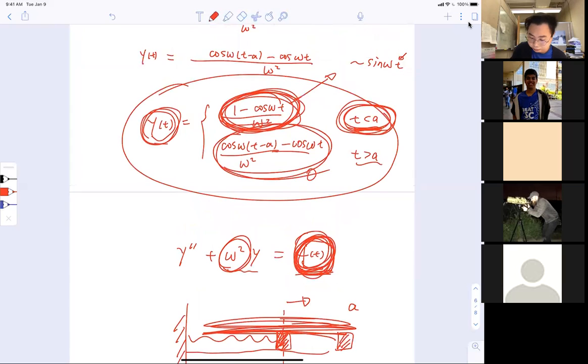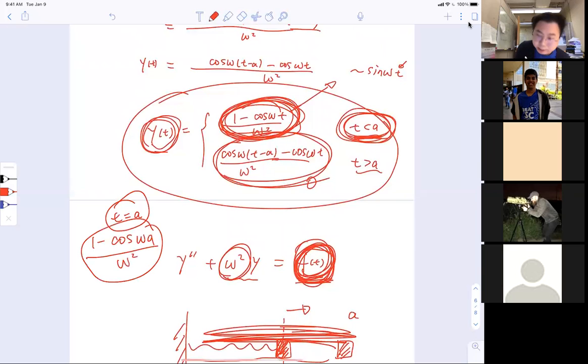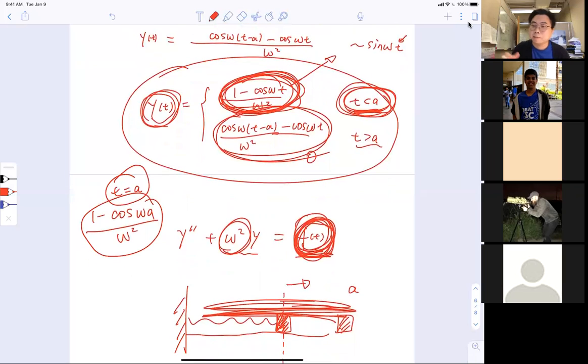That makes sense. Thank you. Yeah, you can say that when you set t equal to a, the position equals 1 minus cosine omega a divided by omega squared. This position is non-zero, meaning that there's some potential energy here, and it will start to oscillate.